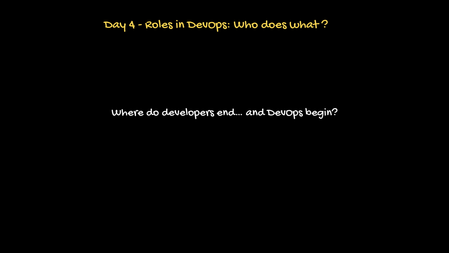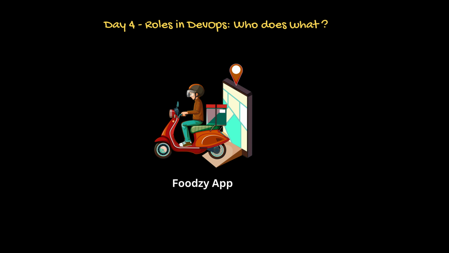We are going to break down each role in a DevOps team using a simple real life project. For example, our own Footsy app, like Swiggy or Zomato. Let's go behind the scenes and understand who does what in the DevOps world. All right, let's first understand why roles are important in DevOps.